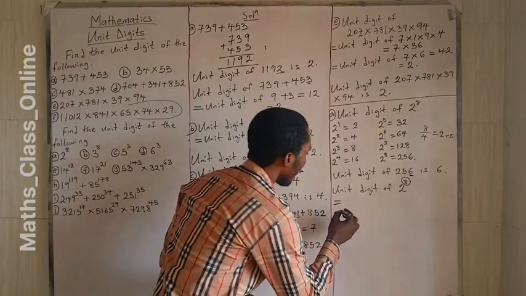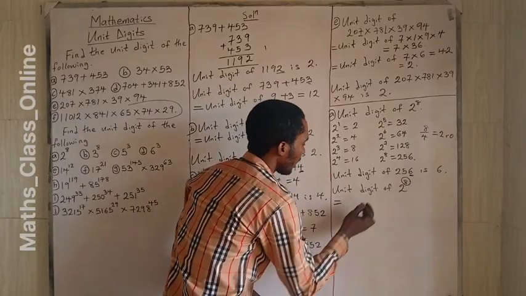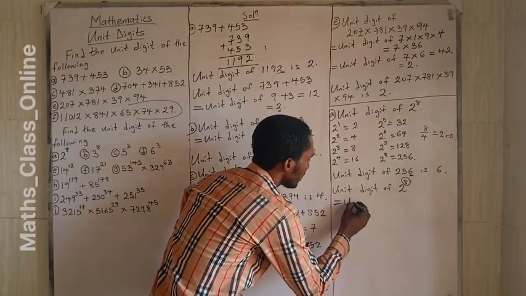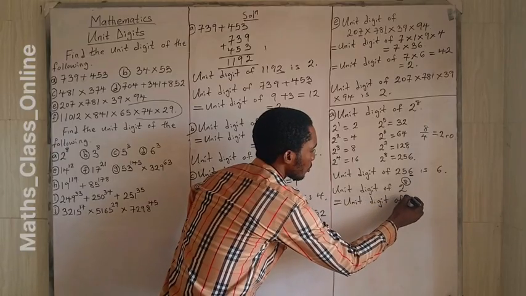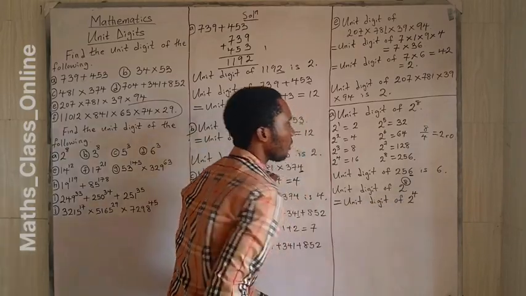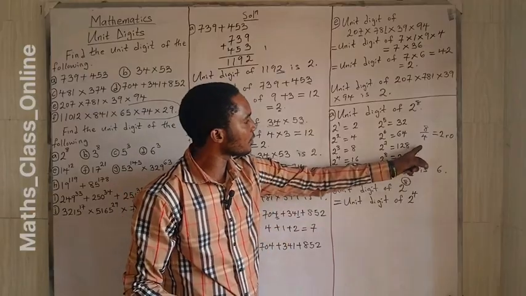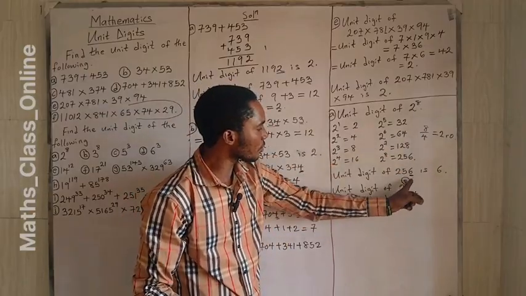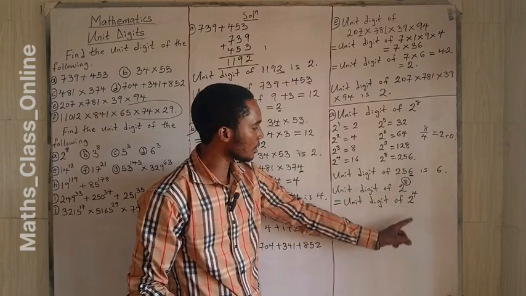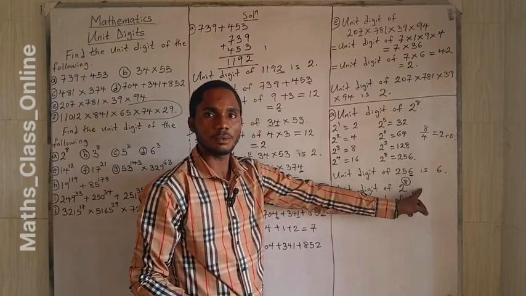That means the unit digit of 2 raised to the power of 8 will be the same as the unit digit of 2 raised to the power of 4. Since 4 can divide 8 without any remainder, we will write that the unit digit of 2 raised to the power of 8 will be the same thing as the unit digit of 2 raised to the power of 4.